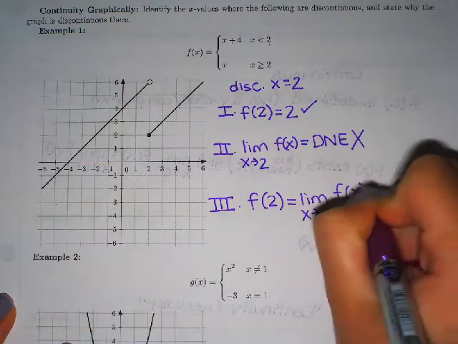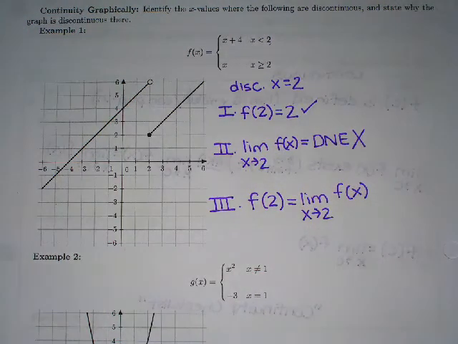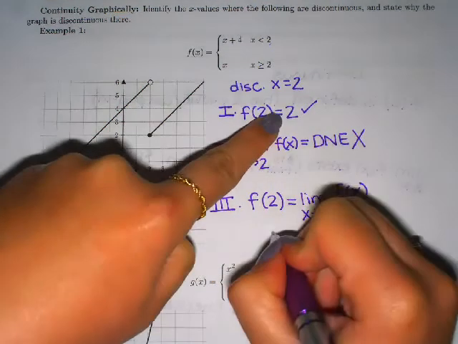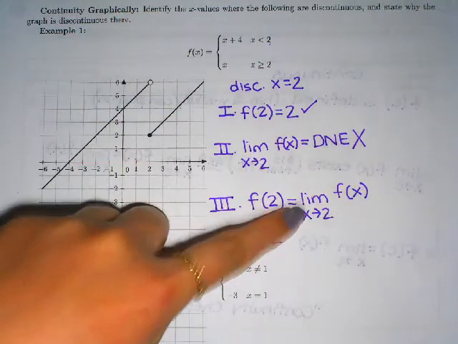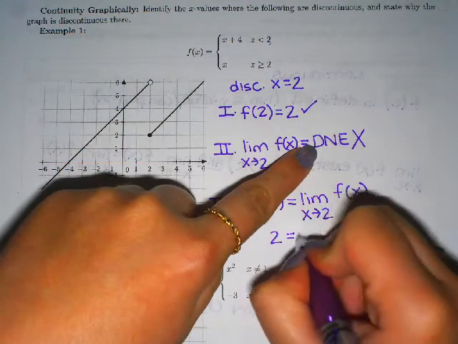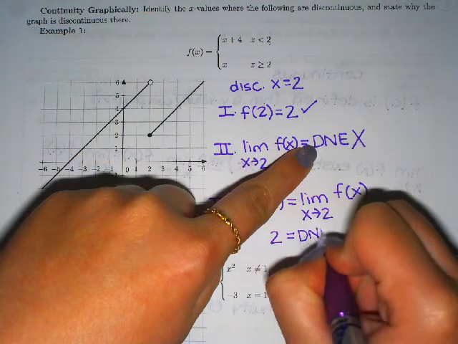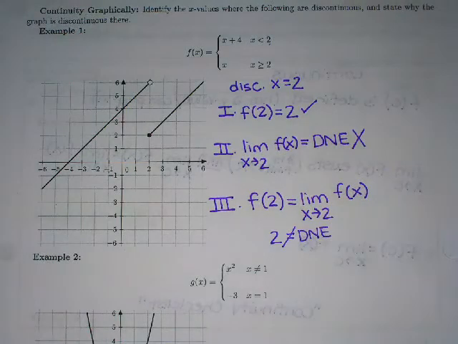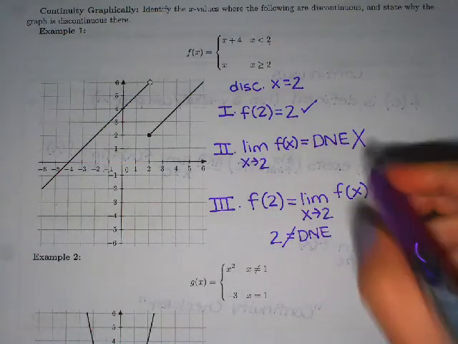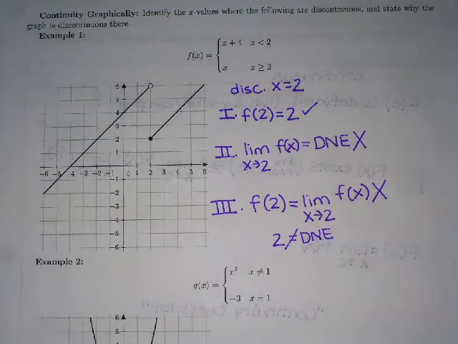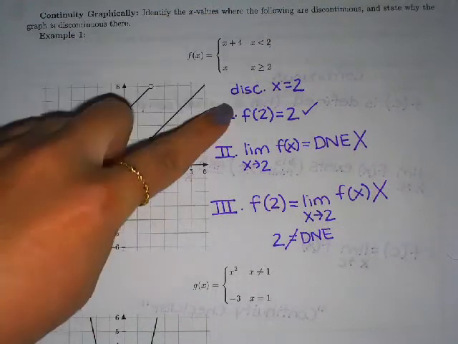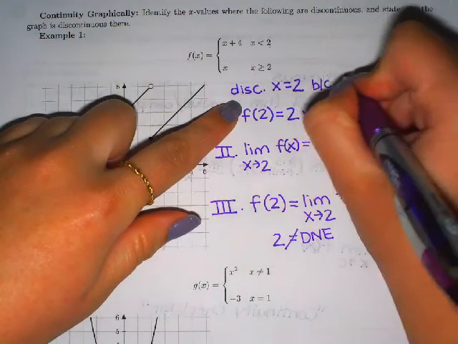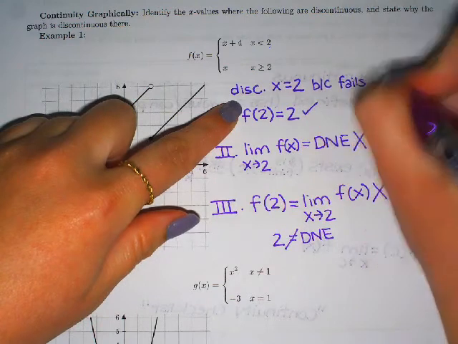So does f of 2 equal the limit as x goes to 2 of f of x? Well, f of 2 from the first property was 2, and the limit as x goes to 2 is d and e. Is 2 the same thing as d and e? No. 2 is only the same thing as 2. So that's not true. So does it pass or fail that third property? It fails.